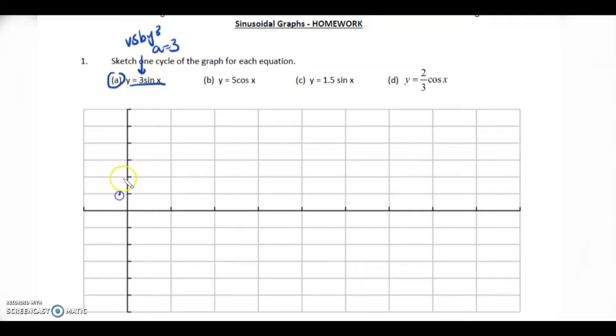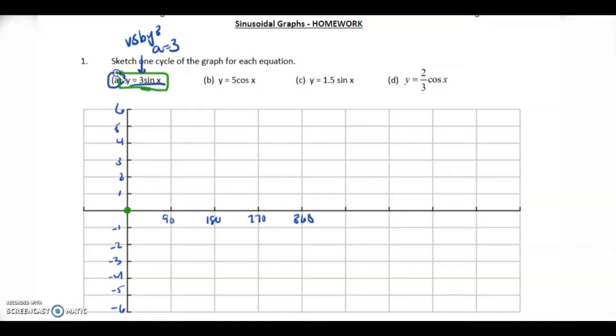So let's go 1, 2, 3, 4, 5, 6, -1, -2, -3, -4, -5, -6. None of these have a horizontal stretch or compression, so we're going to graph all of these as 90, 180, 270, 360. Okay? When dealing with sine, it starts at the origin.